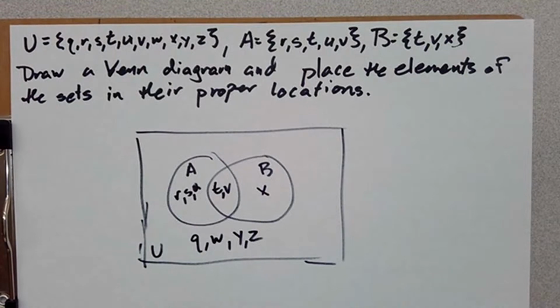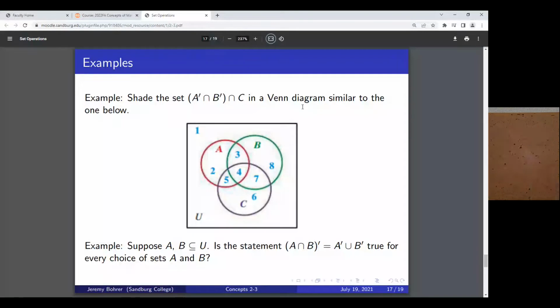Coming up to the final part of this, okay, so we want to shade, I think I missed this one. Okay, we want to shade the set A intersect B complement intersect C in a Venn diagram similar to the one below. So let me grab a fresh sheet of paper because I didn't set this one up.